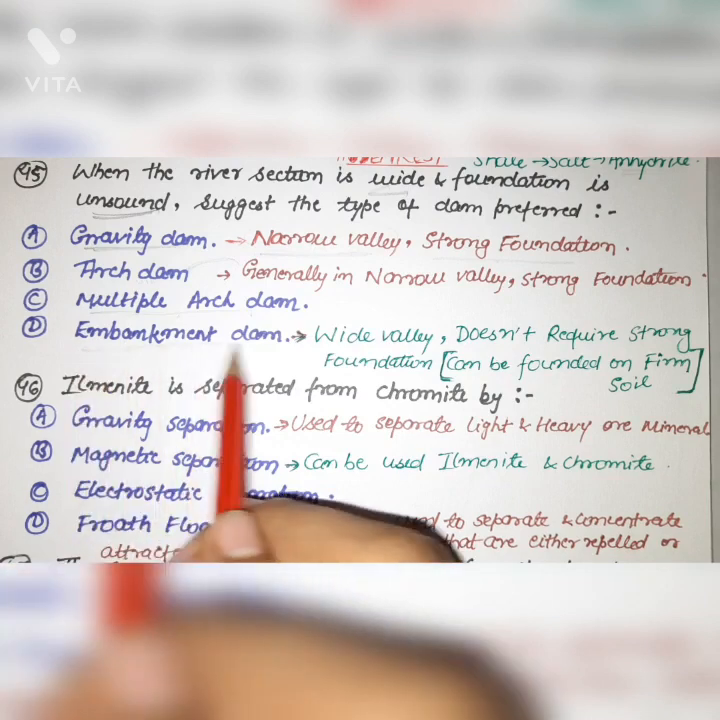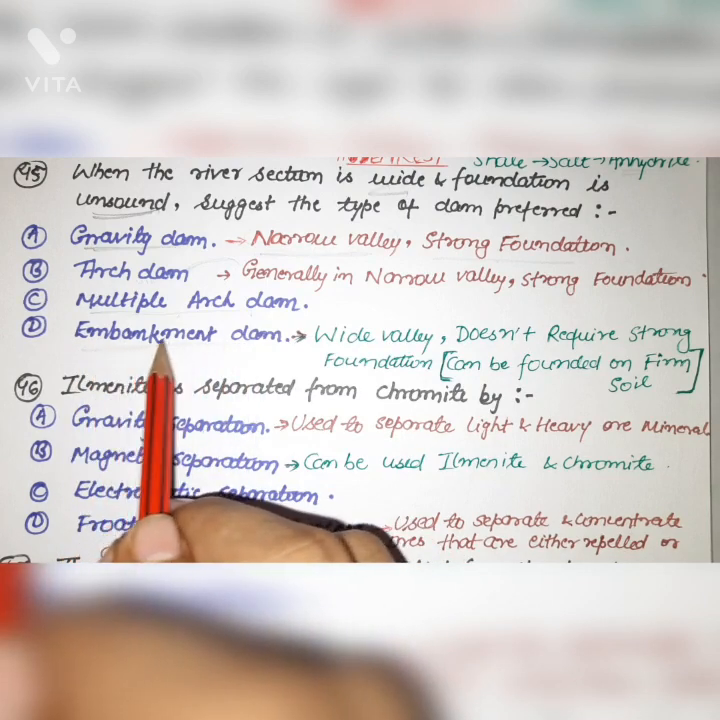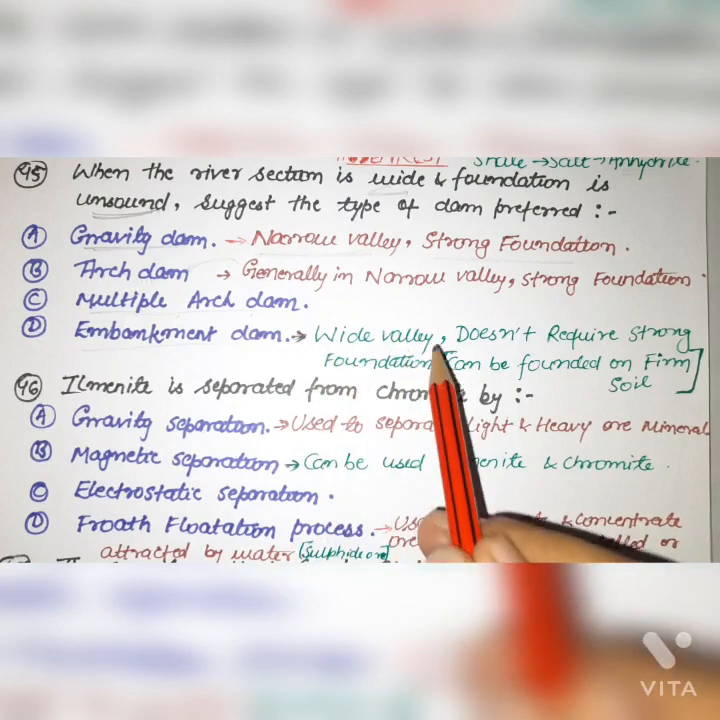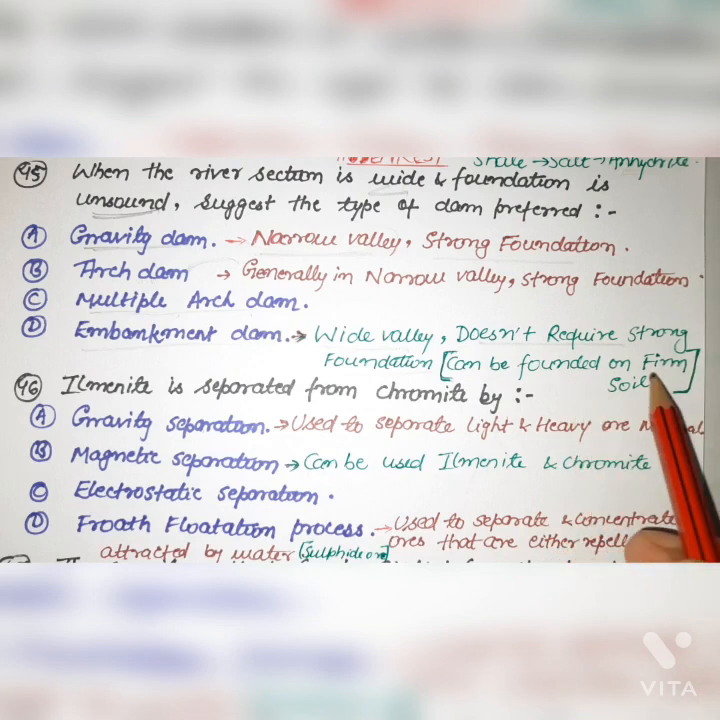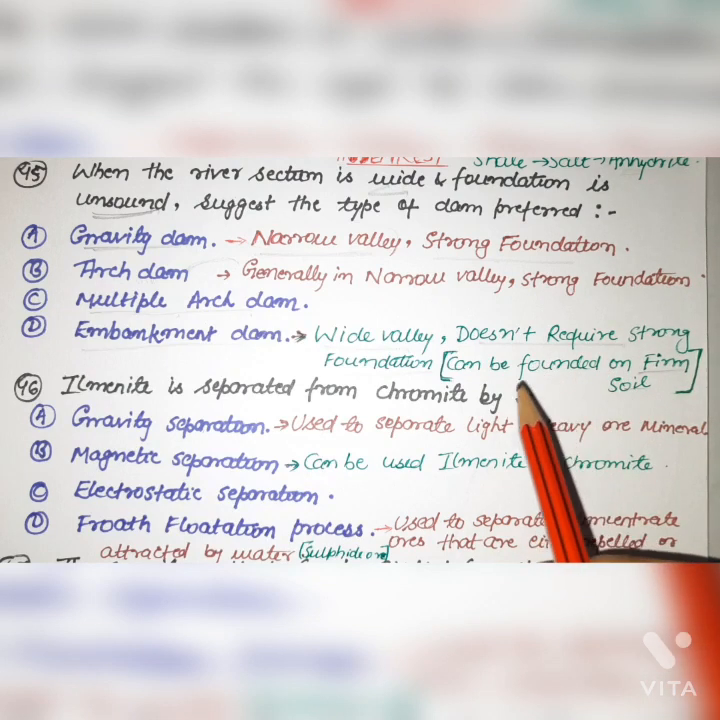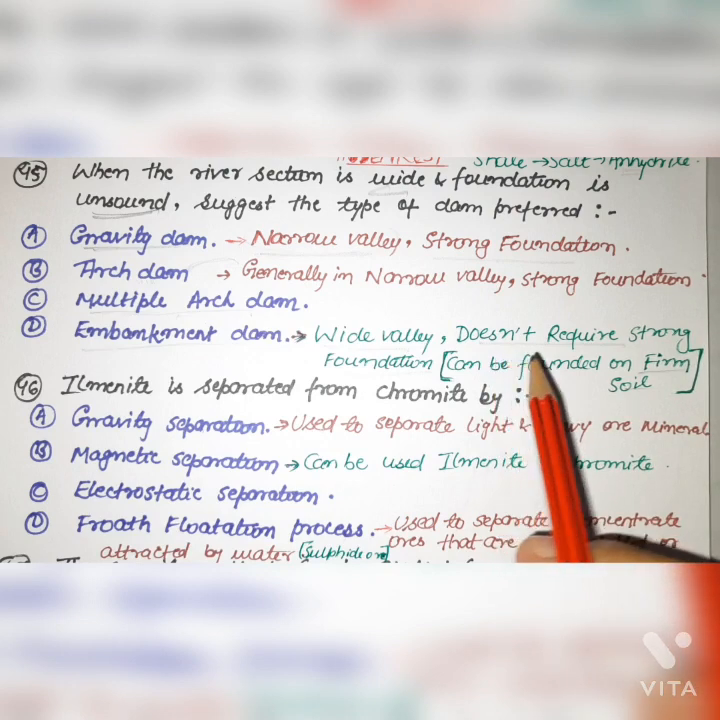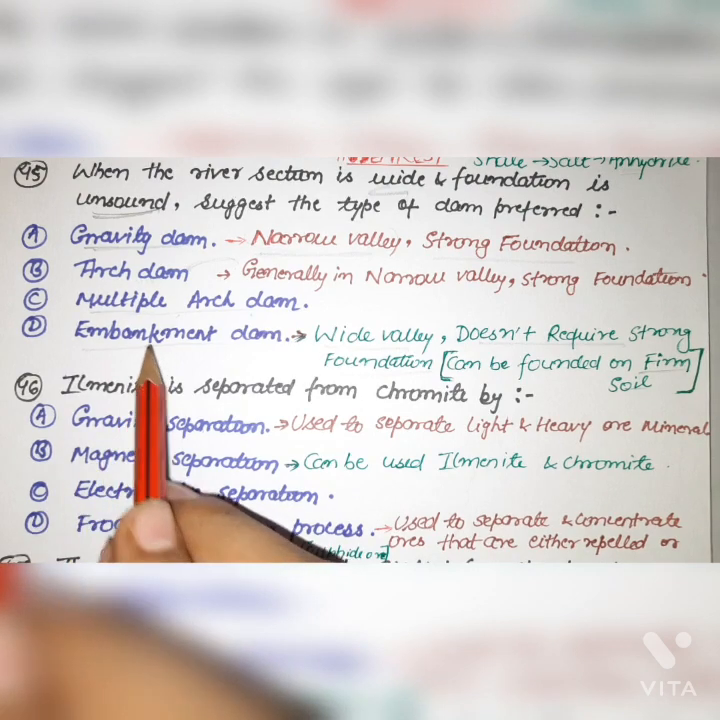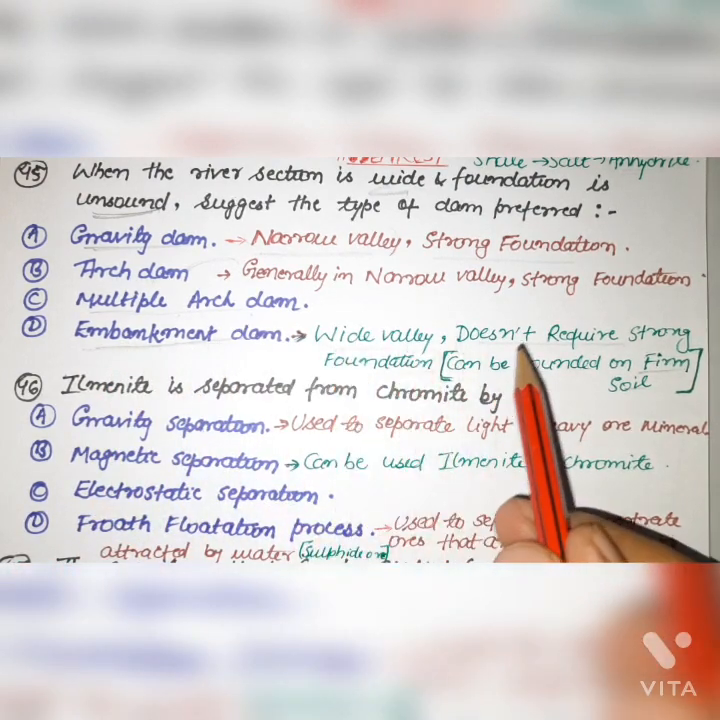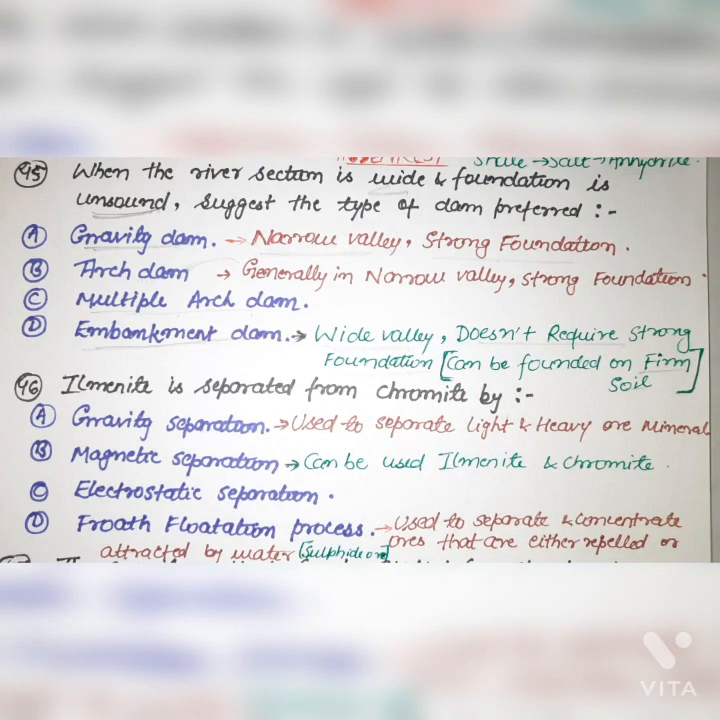Because the site favorable for constructing an embankment dam is a wide valley, and it also doesn't require a strong foundation. It can be developed on firm soil also. This is a type of earth dam. And you can check the favorable site in any book, such as Subinoy Gangopadhyay or Parveen Singh, where it is mentioned that the favorable site for an embankment dam is a wide valley, and it also doesn't require a strong foundation. So according to me, the correct answer of this question, or the favorable dam which can be developed in a wide river section where the foundation rock is unsound, is the embankment dam.